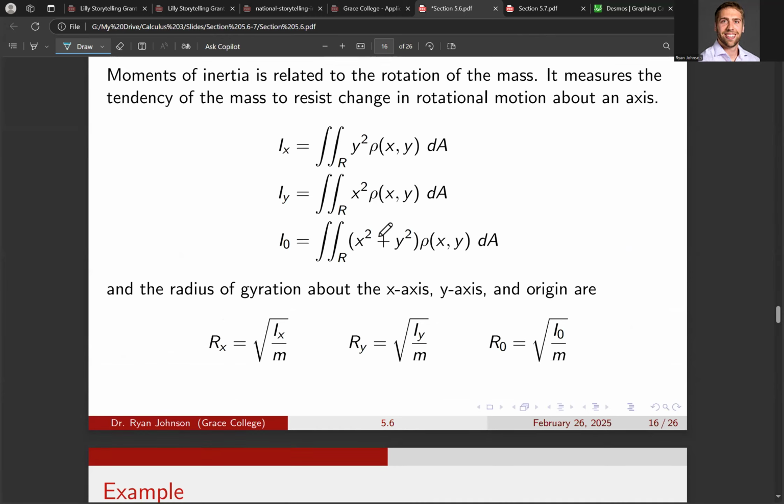When you're doing around the origin, you're probably going to want to switch to cylindrical or polar coordinates, since it's just a double integral. Gyration means spinning. So again, blame the Greeks. Gyration is basically Greek for spinning.